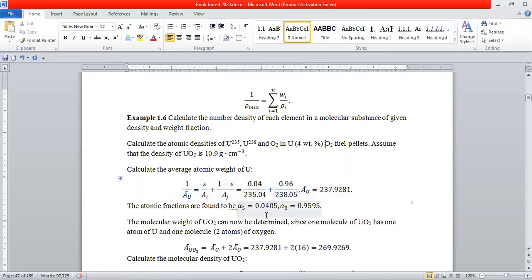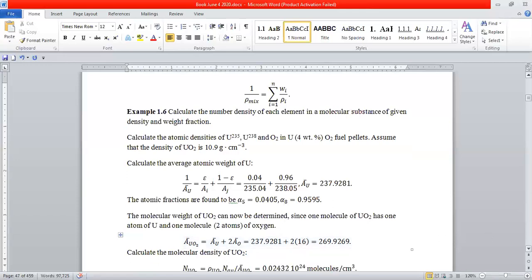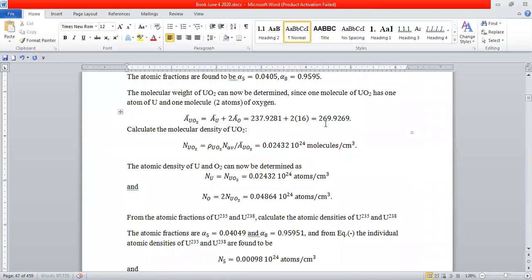from here. You find the atomic fractions as we did above. You find the molecular weight because now you know the average atomic weight of uranium. Of course, oxygen is, you've got 2 atoms of oxygen in UO2. So let's say that it's 16, actually it's 15.9999, but let me take it as 16. So I get the average molecular weight of UO2 as 269.9269 grams per gram molecule.